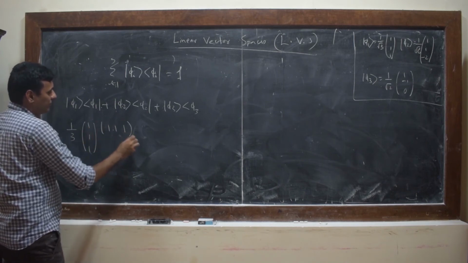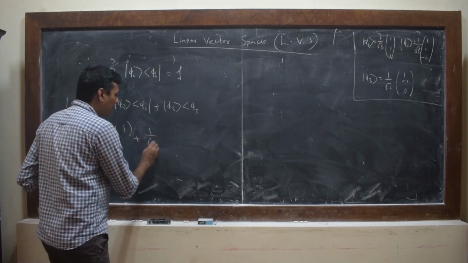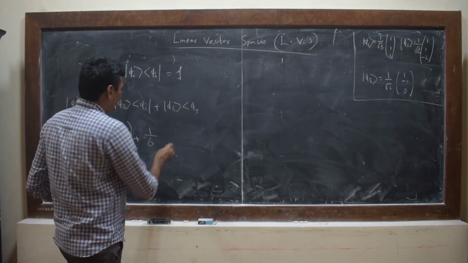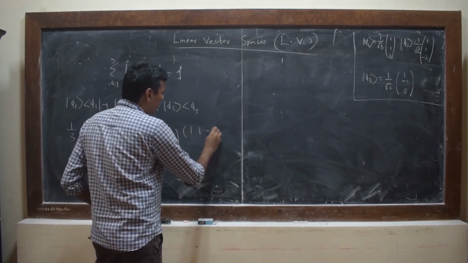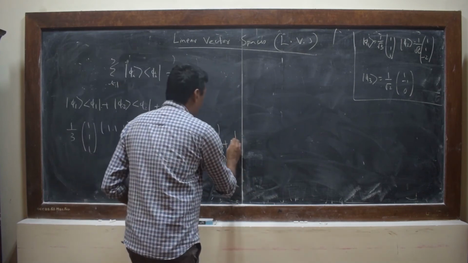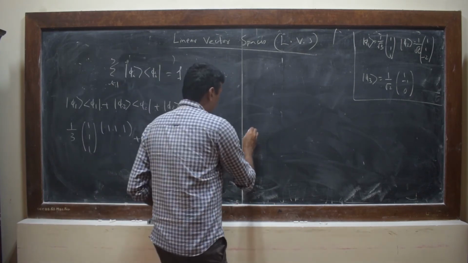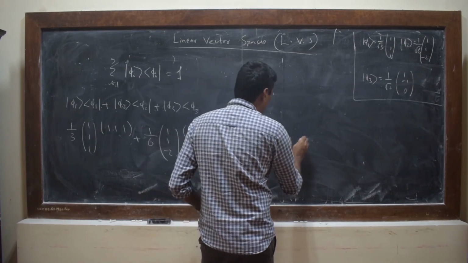1, 1 plus, for phi 2 you will have a 1 by root 6. So, it will be a 1 by 6, and then you will have 1, 1, minus 2, 1, 1, minus 2 plus the last one you will have a 1 by 2, and then 1, minus 1, 0, and you have 1, minus 1, 0.